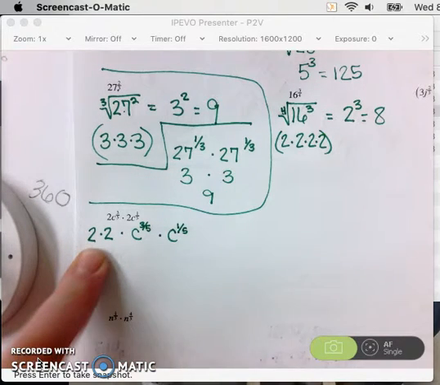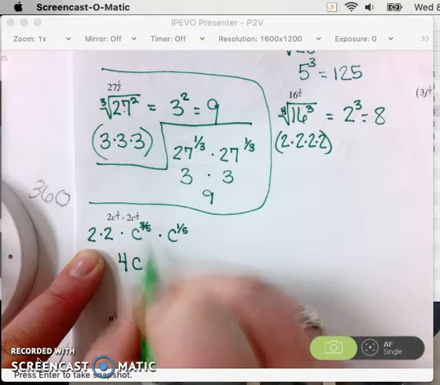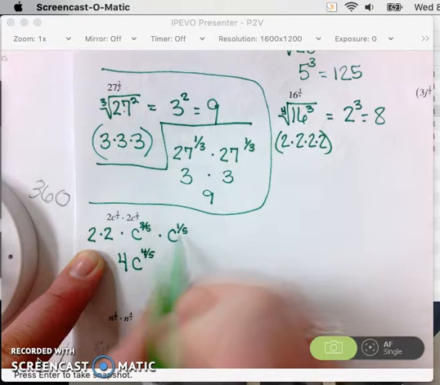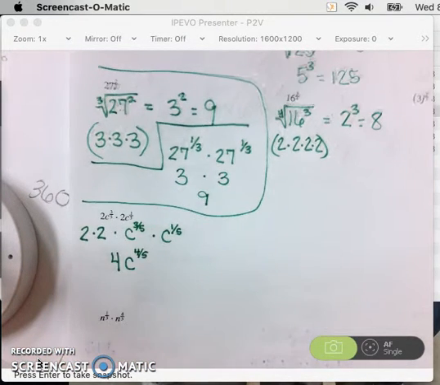So here I have 2 times 2, which is 4. I have like bases, which is my c, so I have to add their exponents. So 3/5 plus 1/5 is 4/5. So it's 4 times c to the 4/5 power.